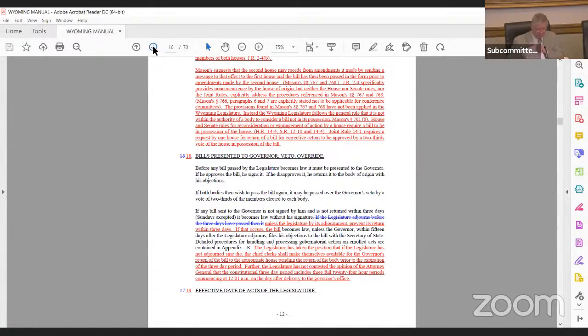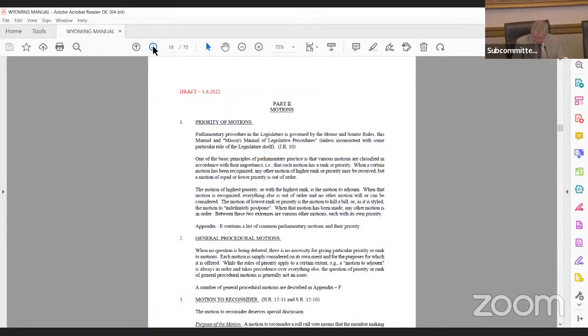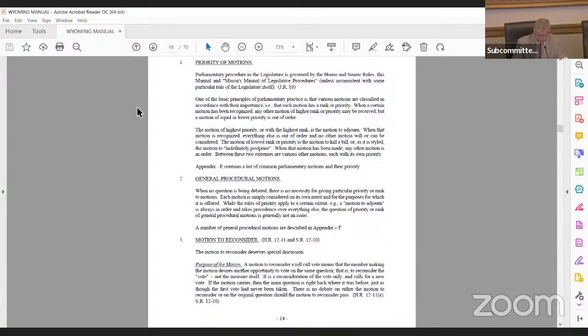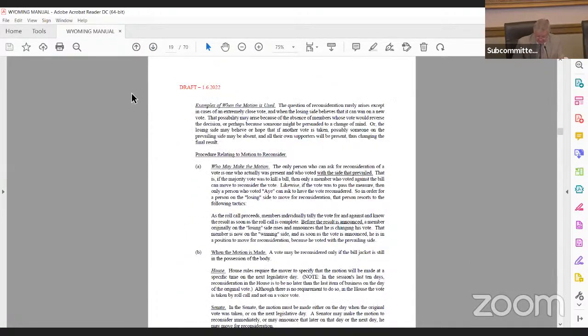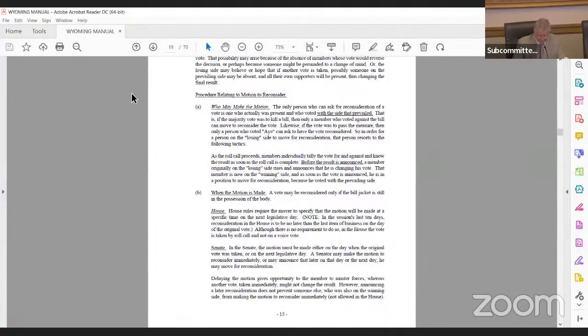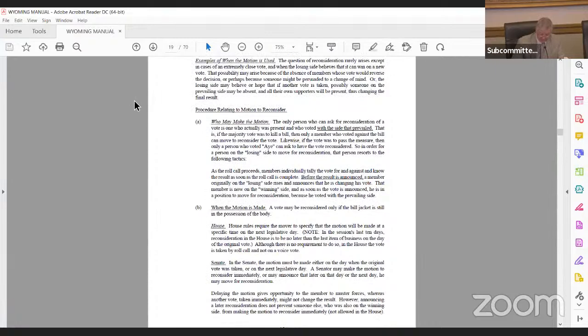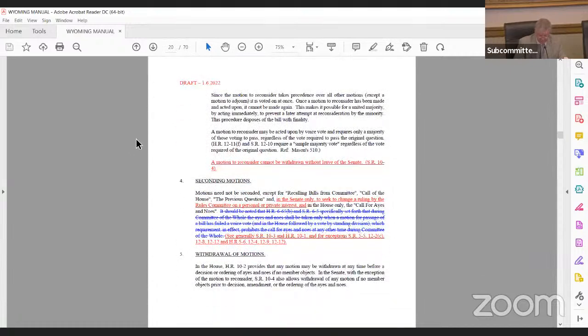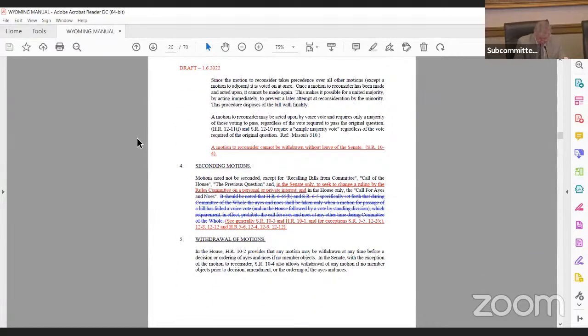Mr. Chairman, I'm all the way to page 15 now. And those insertions are just clarifications. You voted with the side that prevailed if you want to make a motion to reconsider, and you have to do it before the result is announced. Again, both of those are clear practice. I don't think anyone debates either of those. On page 16, we just put in the reference to the Senate rule. You can't withdraw a motion to reconsider without leave of the Senate. The House doesn't have that rule.